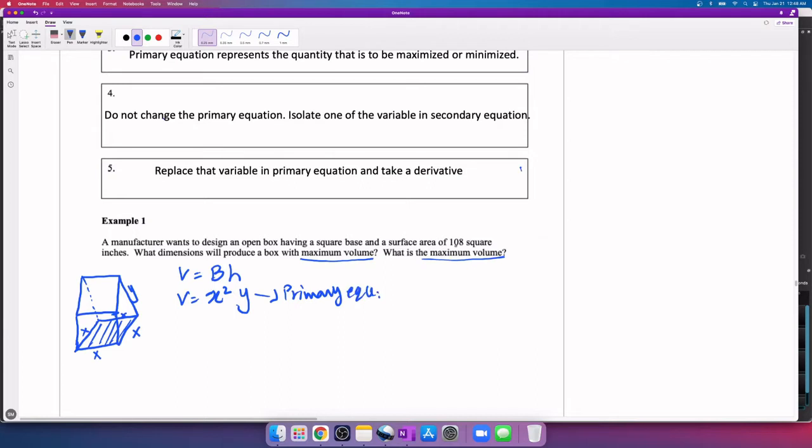Now, what is my secondary equation? Secondary equation is talking about surface area. So I have to find the surface area of this box. How do we find the surface area of different shapes? Area of each and every side. Since the top portion is open, I have one, two, three, four sides, and one is the base. So what is the area of the base? That's x squared. We already know that. Plus, what is the area of all the rectangles?